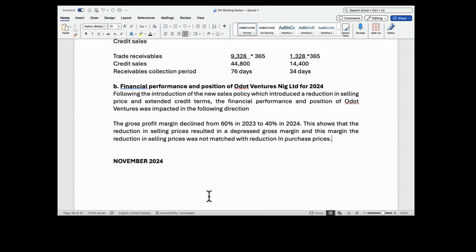Yes, full stop. And I showed them what it is showing. It shows that the reduction in selling price that they did depressed their gross profit margin.